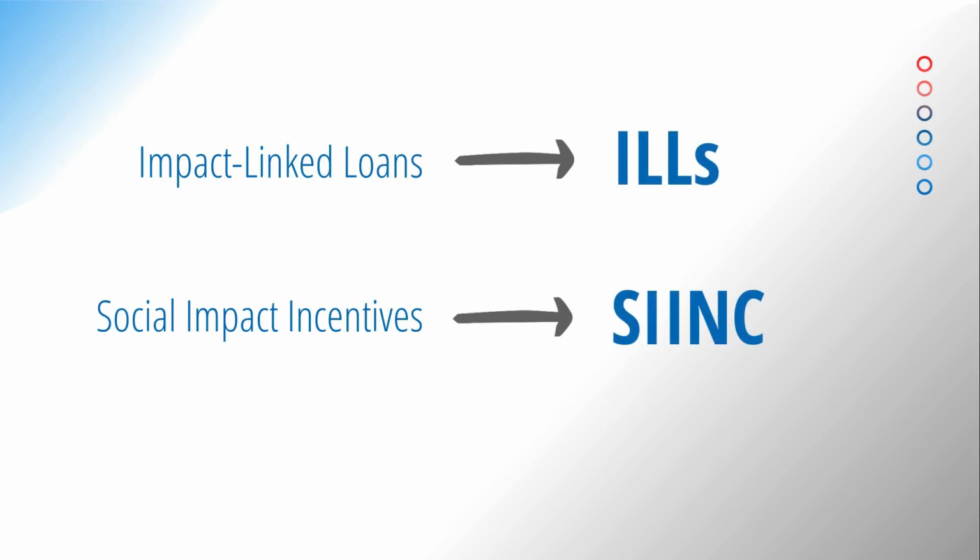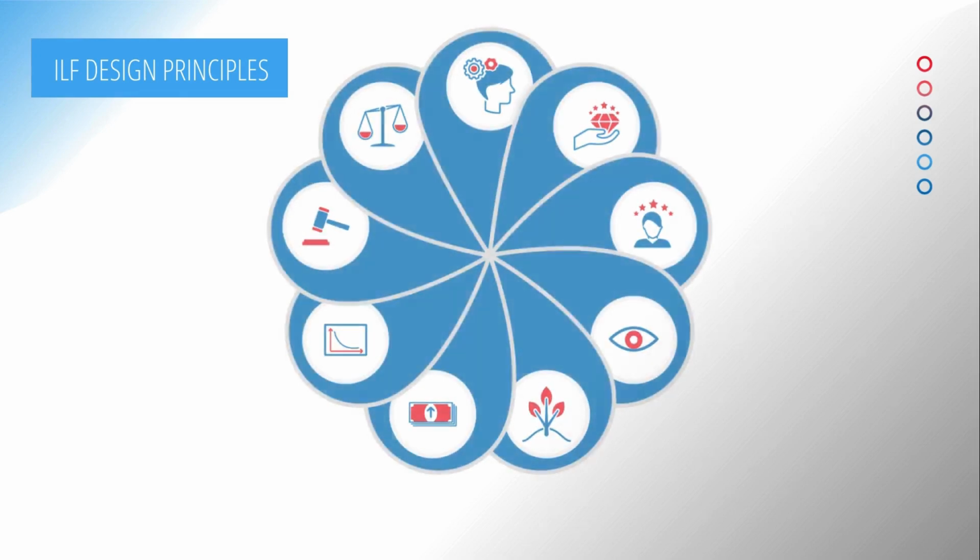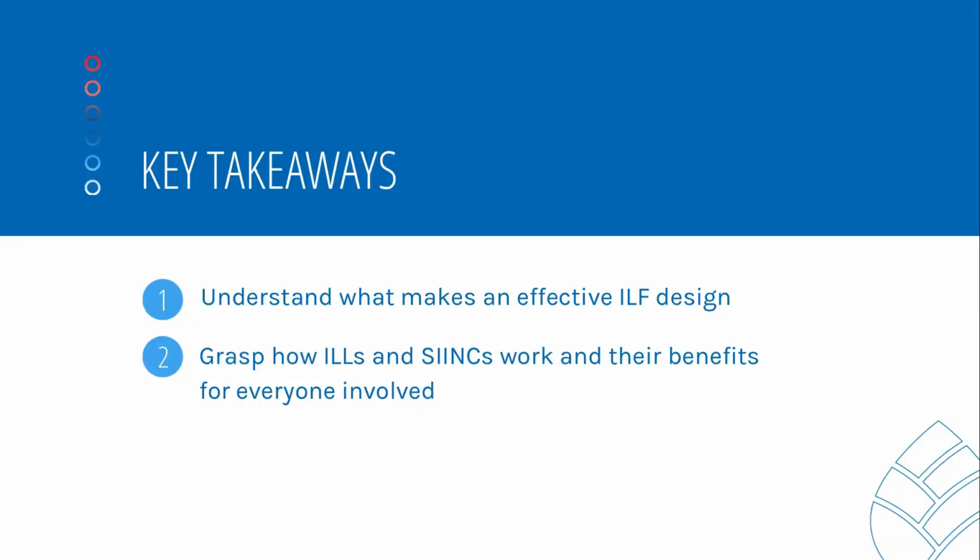First, we'll explore two key ILF instruments: impact-linked loans, in short, ILLs, and social impact incentives, also known as SIINC. Second, we will walk through the key impact-linked finance design principles and discuss how they work in real-world examples. By the end of this lesson, you'll be able to, first, understand what makes an effective ILF design, and second, grasp how ILLs and SIINCs work and what are their benefits for everyone involved.